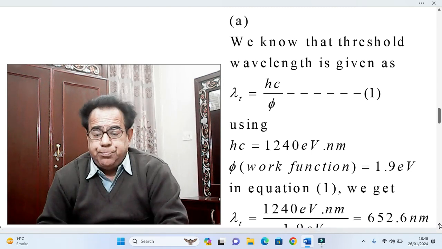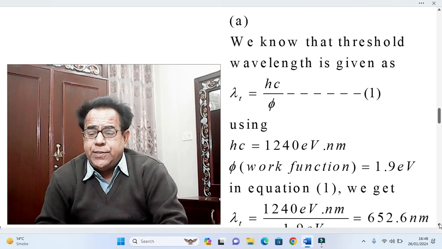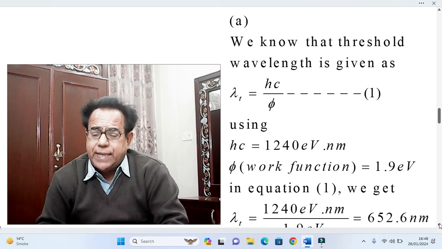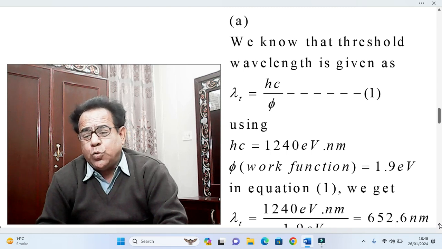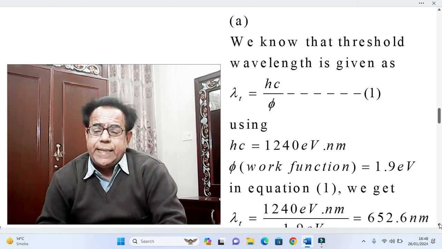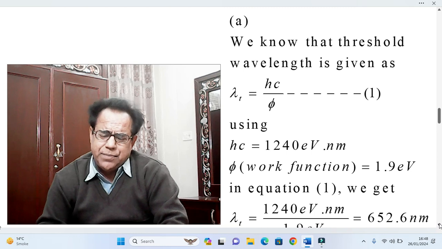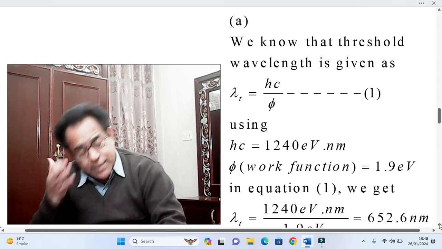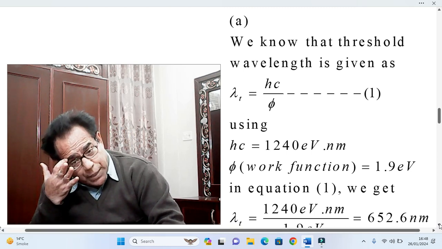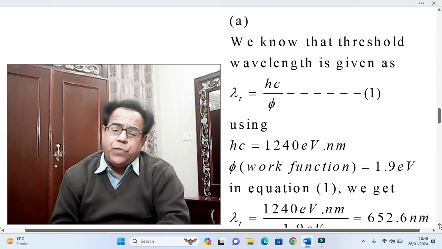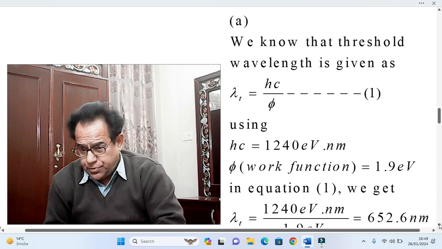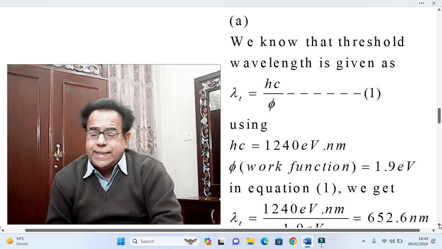Part A. We know that threshold wavelength is given as lambda t, where t stands for threshold. Here t can also be replaced by c, which will be called cutoff wavelength, but here we are concerned with threshold. So lambda t, that is threshold wavelength, is equal to hc over phi, using hc equal to this.